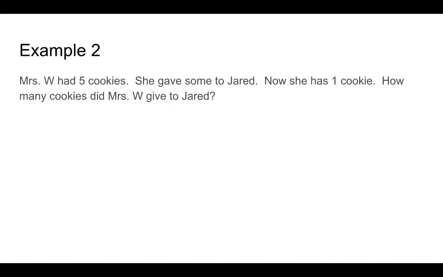Mrs. Willoughby had 5 cookies this time. She gave some to Jared. Now she has 1 cookie. How many cookies did Mrs. Willoughby give to Jared? So I want you to pause and see if you can take the steps through to figure out how many cookies Mrs. Willoughby gave to Jared. You can do this on a whiteboard or a piece of paper. Once you're finished solving it on your own and giving it a try, play the rest of the video to see if you followed one of the strategies that I gave you here.